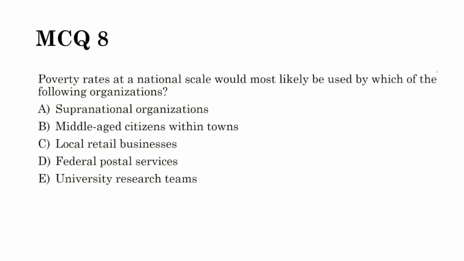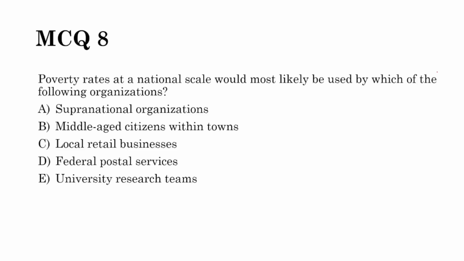8, poverty rates at a national scale. So we're looking at an entire country. Let's say Canada for this question. Poverty rates will be most likely used by which of the following organizations here. I would approach this question and see, okay, which of these organizations or entities can be applied at a national scale or is used by a country as a whole? What could be used by Canada as a whole? Not any other country, not a specific part of Canada, but the entire country as a whole.